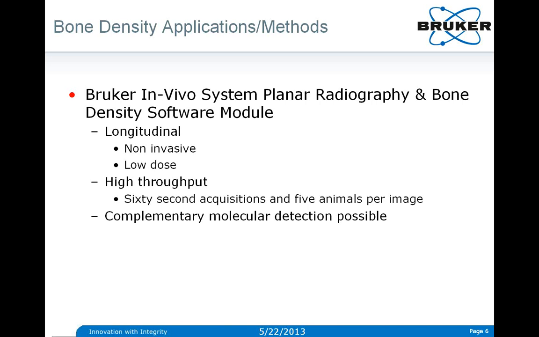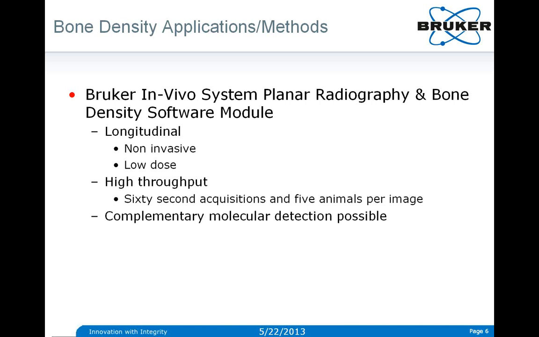Dose estimates are much lower than you would incur with something like micro-CT. So something on the order of probably 1/20th the dose of some CT acquisitions for preclinical imaging.